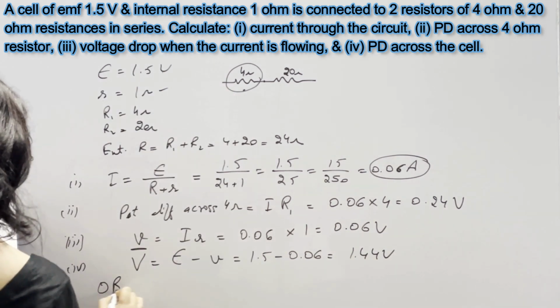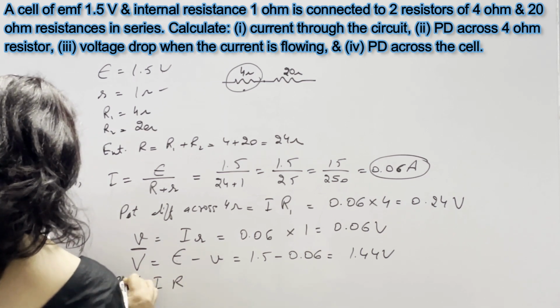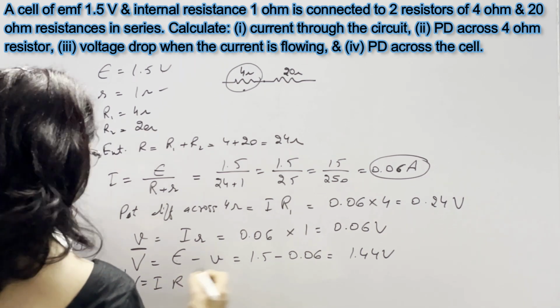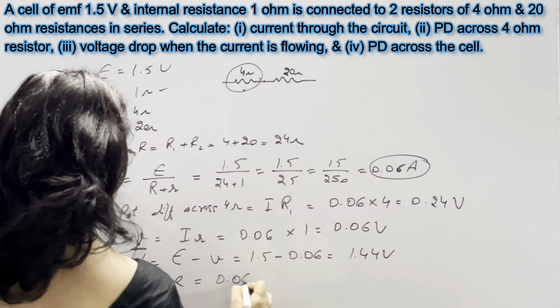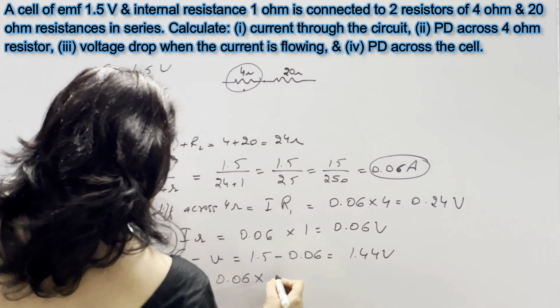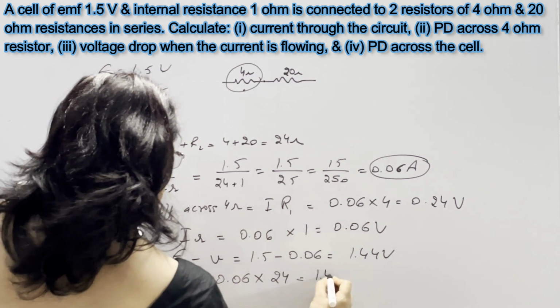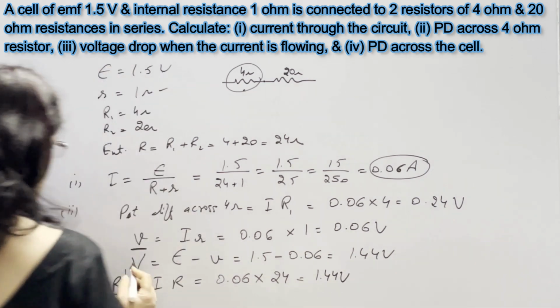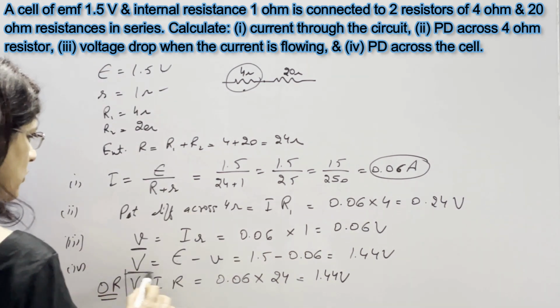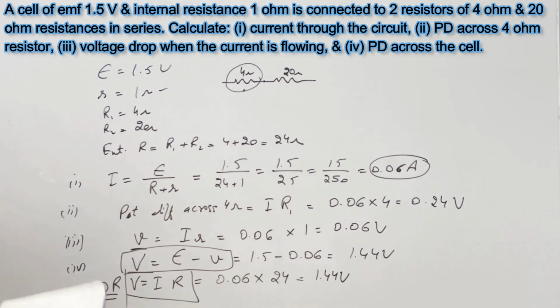Or you can also calculate this by the method I into R. V is equal to I into R. I is 0.06 and R, it means external resistance in the circuit, it is 24. If we multiply these two, we will get the same value, 1.44 volt. You need to use only one method. Either you can use this formula or you can use this formula.